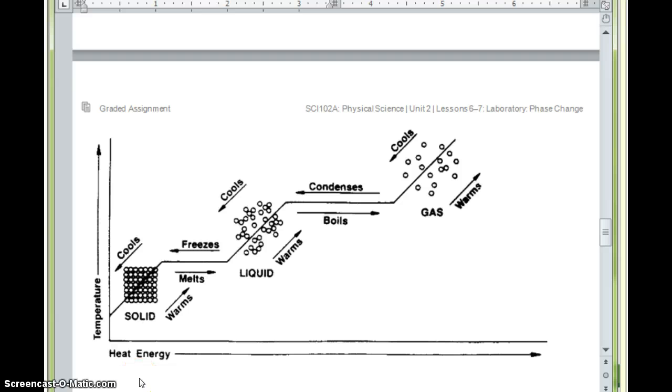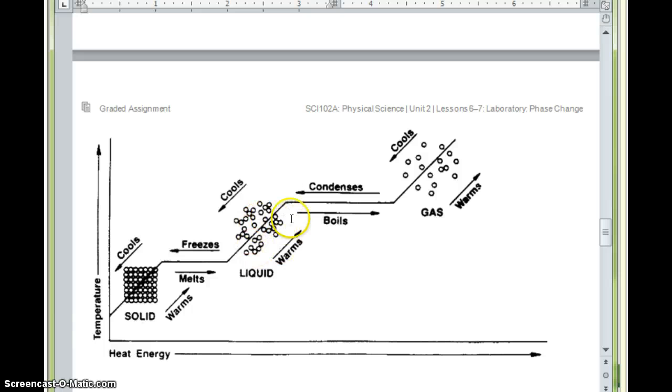And that's by looking at a phase change diagram. If we notice, we have temperature on the y-axis, we have heat energy on the x-axis. So you have a solid, such as ice, and it's going to melt. When it's melting, the heat energy has to increase. Why? So that the molecules can spread out and so that they have more energy.